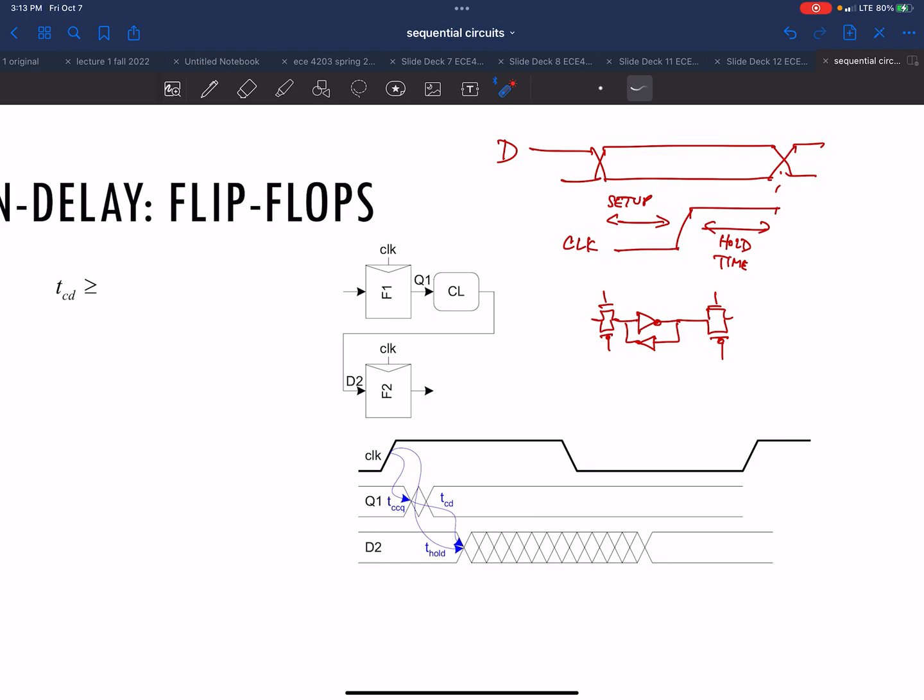But let me ask, one question came up before. So for flip-flops, what needs to beat the hold time is the flip-flop's input, right? Yeah, that's what needs to beat the hold time. As long as that's stable before the end of the hold time, then you're good. That's pretty much it.